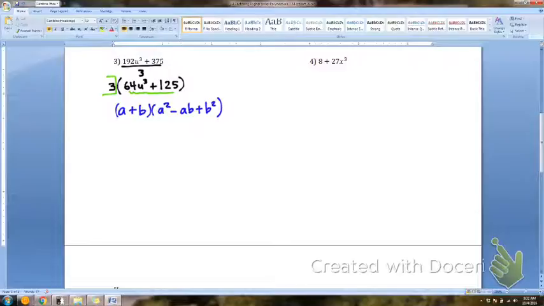Now remember, in order to get the a value, you ask yourself, what is the cube root of 64u cubed? Well, what's the cube root of 64? We have 4, and the cube root of u cubed is u. Now these two need to go together. The 4 and the u go together because the 64 and the u cubed are together as one term. That's why the 4u also needs to be together as one term. Then I have my plus sign. And then I'm going to ask myself, what is the cube root of 125? And the cube root of 125, we know, is 5.